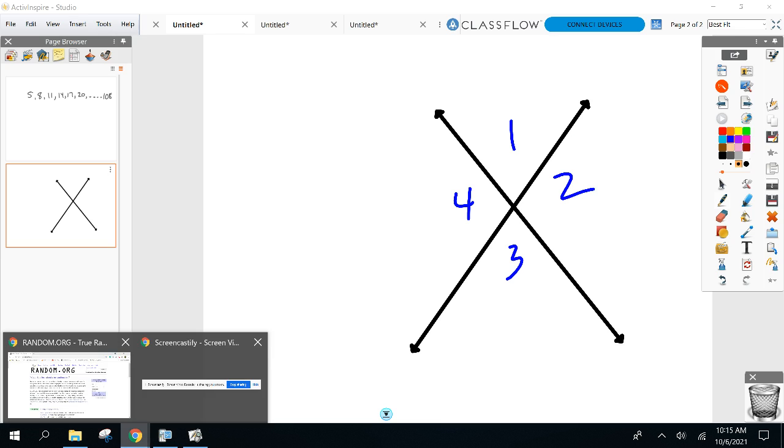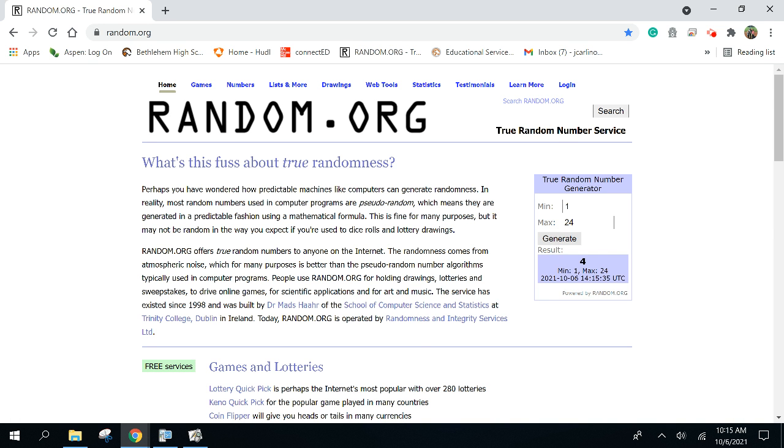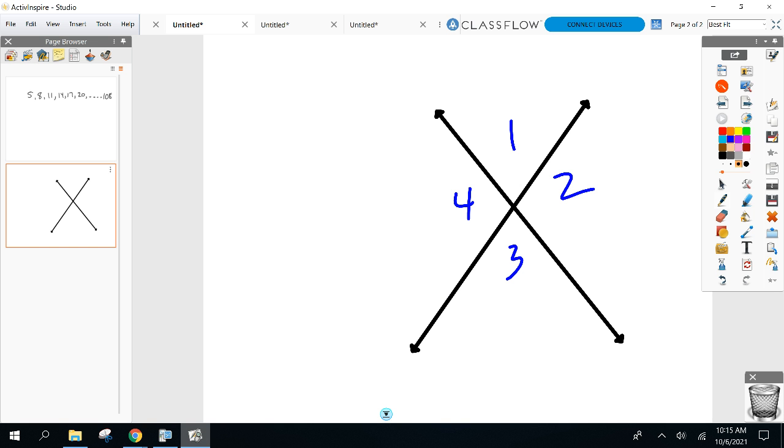Where are the vertical angles up here? Via, where are the vertical angles? You name one pair of vertical angles. 1 and 3. They're always opposite each other.